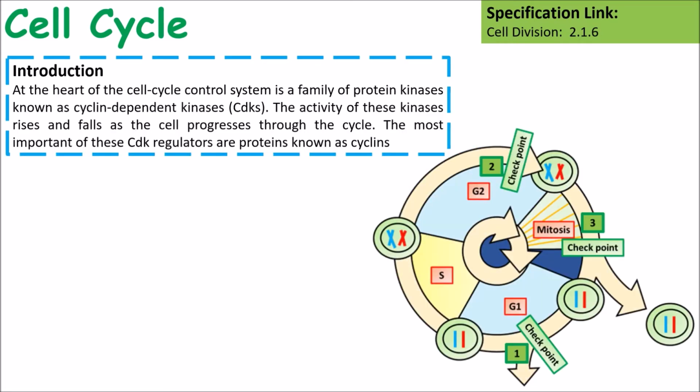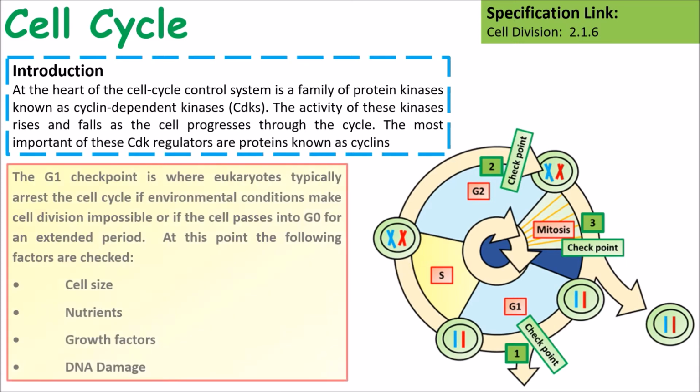At the heart of the cell cycle control system is a family of protein kinases, known as cyclin-dependent kinases. The activity of these kinases rises and falls as the cell progresses through the cell cycle. The most important of these proteins are known as cyclins.